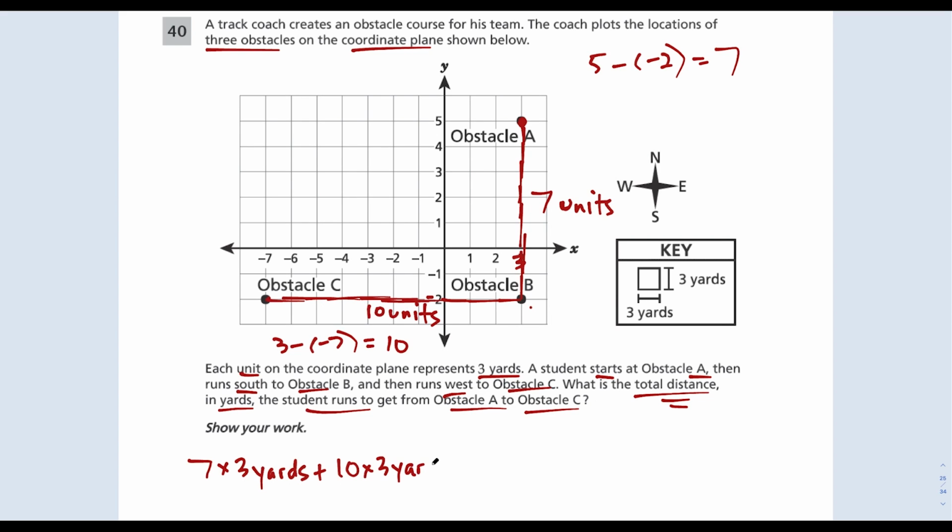So now I just have to simplify things here. This is going to be 21 yards when I do 7 times 3 yards. So 21 yards plus 10 times 3 is 30 yards. And if I add those two together, 21 yards plus 30 yards is 51 yards. And this is our solution to question 40.